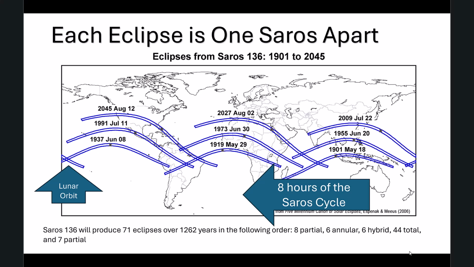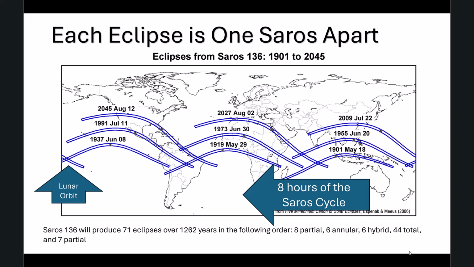So if you look at this Saros cycle in today's terms, you can see that these eclipses occur in patterns. This particular sequence of the pattern occurs over about 1,262 years, and during that you will see several partials, several annular, but 44 total eclipses.